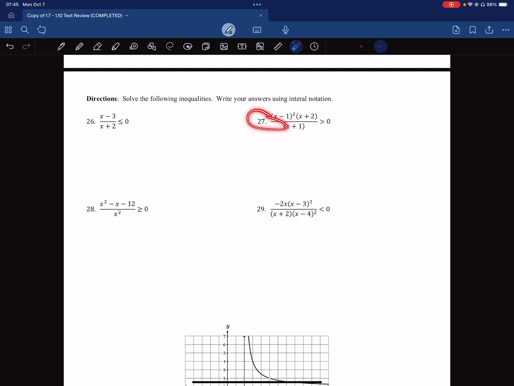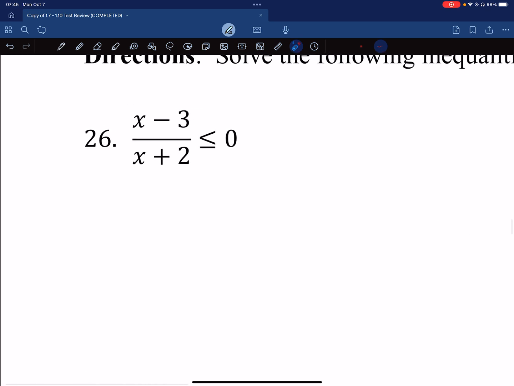So 27 and 29 are nice because it's already factored for us. 26 does not need to be factored, but 28 does need to be factored first. So remember, always find your zeros, then where the graph is undefined, and then make your number line. So I will show you what number 26 looks like, and then if you have questions on the others, you can ask in class. So first thing you want to find is the zeros.